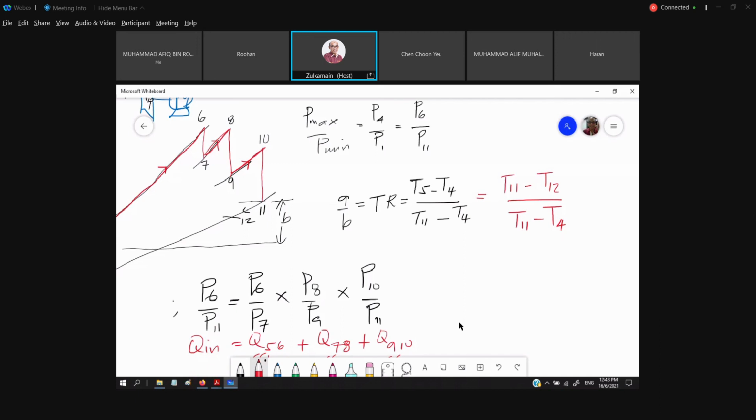So from this equation, it is purposely to get T5, and this equation is purposely to get T12. Okay? Any question, guys?